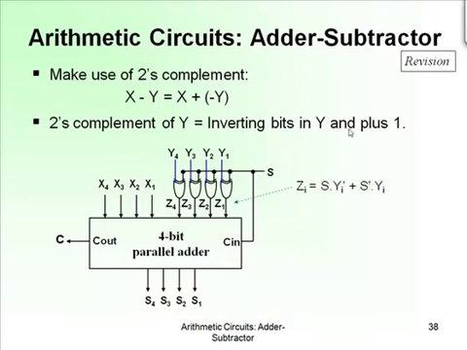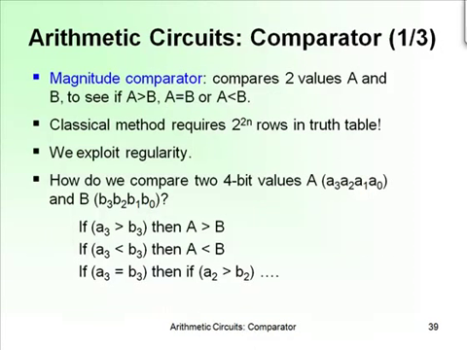Summary: using the subtractor, basically all we're doing is taking the 2's complement before adding. I'm not going to go into too much detail on this, but we'll discuss it briefly: the comparator for an arithmetic circuit.